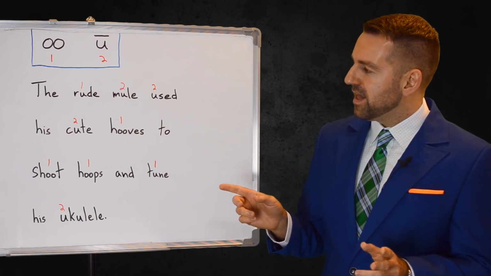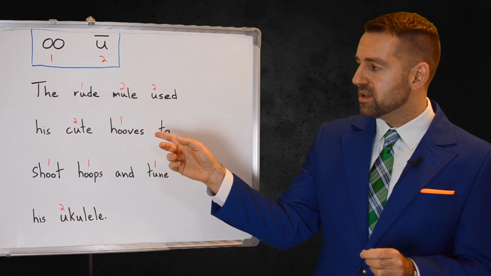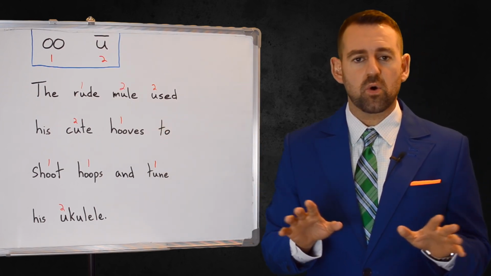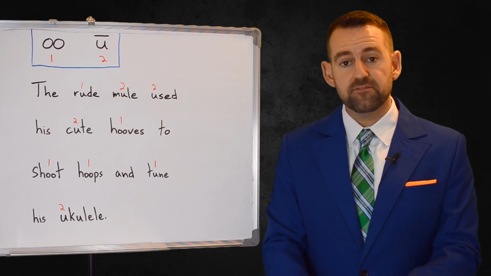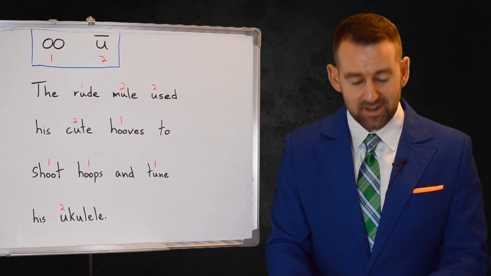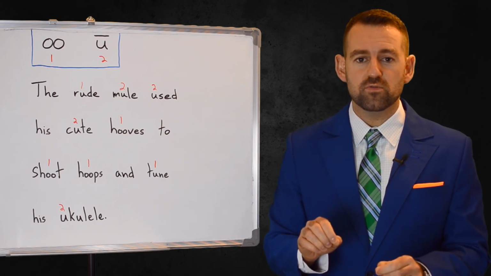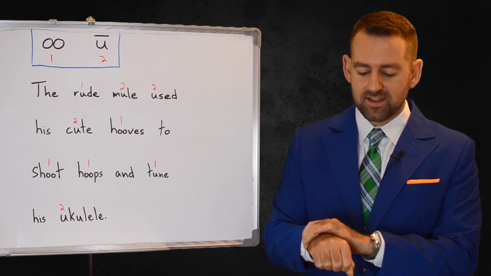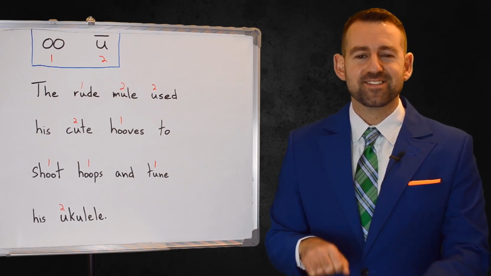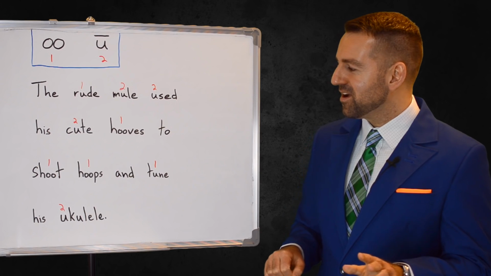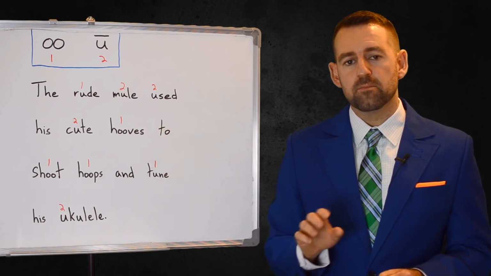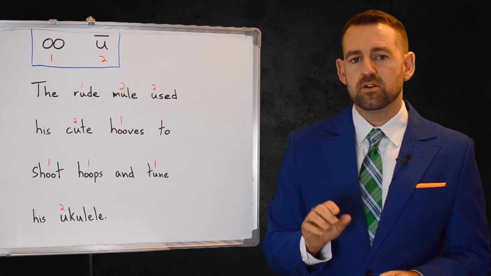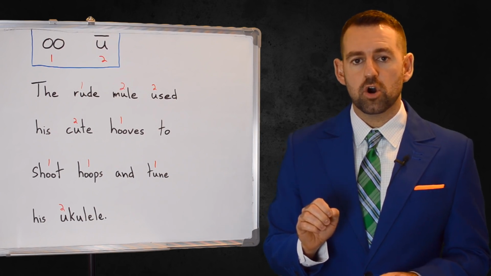Okay, and hooves, okay, donkeys or horses or cows or camels, they don't have feet. They have hooves. Hooves are those hard things they use to walk. All right, now I would say hooves, but an American would say hooves.